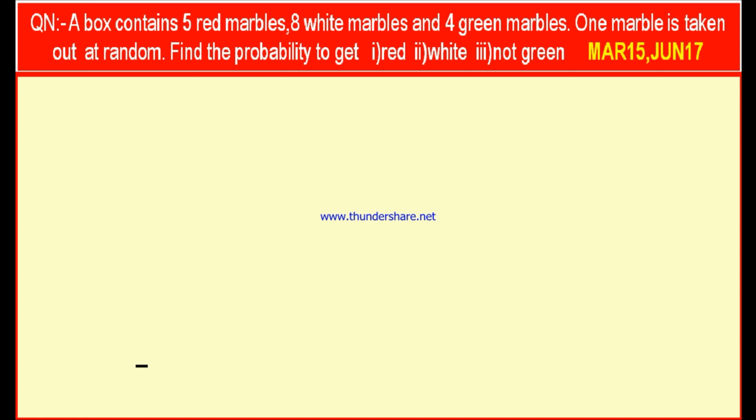I shall repeat. A box contains 5 red marbles, 8 white marbles and 4 green marbles. One marble is taken out at random. Find the probability to get a red marble and to get a white marble and not to get a green marble. This question appeared in March 2015 and June 2017.